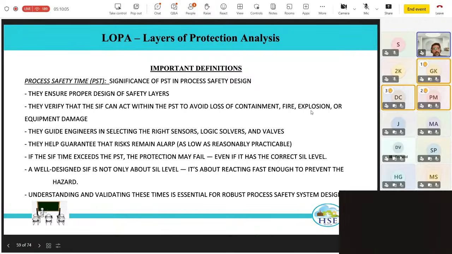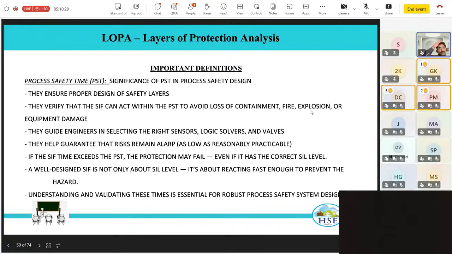Okay. So if SIS time exceeds PST, then the protection may fail even if there's a correct SIL level. Next, a well-designed SIF is not only about a SIL level; it is about reacting fast enough to prevent a hazard. That is what I've been emphasizing. And then understanding and validating these times is essential for robust process safety design. Correct. So this is basically for a robust system.